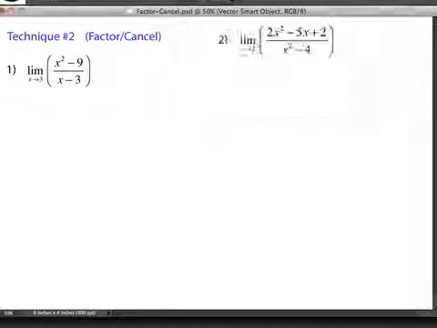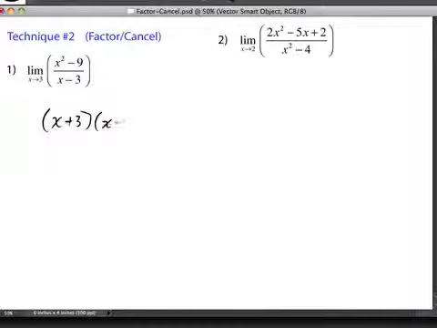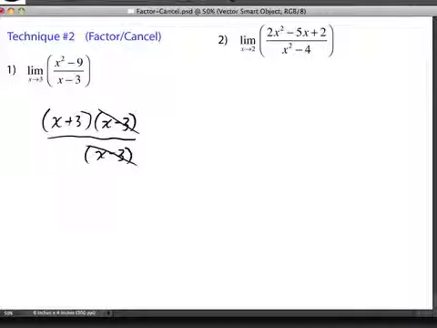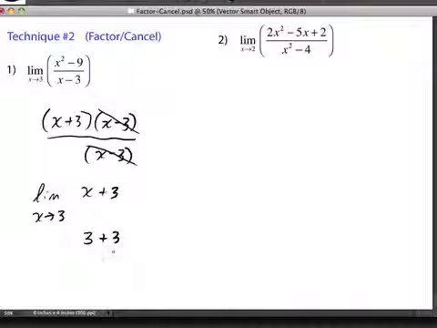Okay, we'll simplify. So this is going to be x plus 3 times x minus 3, and it's divided by x minus 3. These two factors will divide out, leaving me the limit of x plus 3 as x approaches 3. Now I can put it in because I don't have division by 0. So 3 plus 3 gives me the result of this limit to be 6.